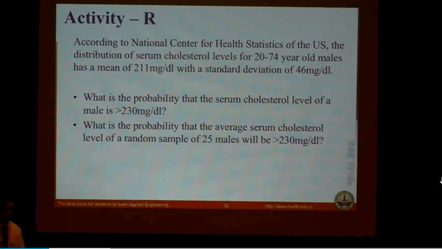Z-score for the second one. It's a sample distribution of means. Previously it was a distribution of the population. So with 25, I need the standard error. What is my z-score? 230, I'm still interested in the same value. 230 minus 211 divided by 46 divided by the square root of 25. 46 divided by 5 is 9.2.